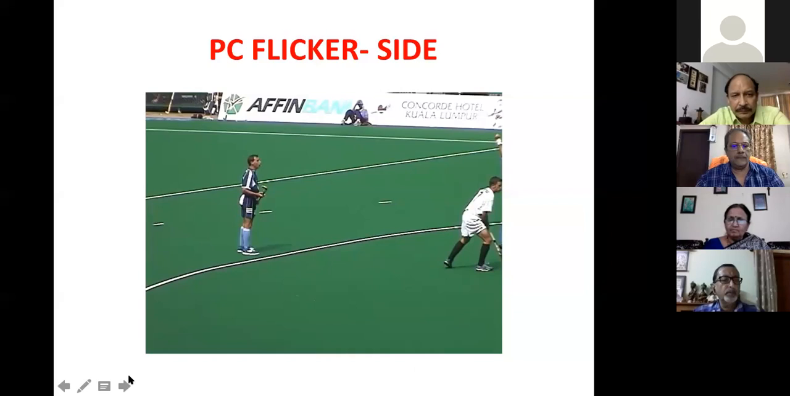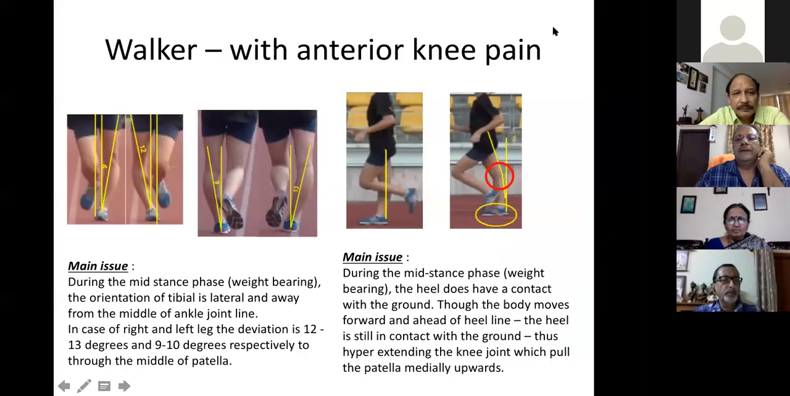Now this is a walker with anterior knee pain, and also she was suffering from maltracking of the patella. So if you look, when they walk, basically they have cross leg movements. Always the foot goes in front of the other, but across towards the medial aspect. But the main issue is here, when the athlete is in mid stance position and when she is shifting the weight forward, the heel is still contacting the ground, and this leads to a hyperextension of the knee joint. And because of that, maltracking of the patella is taking place, plus knee joint pain.